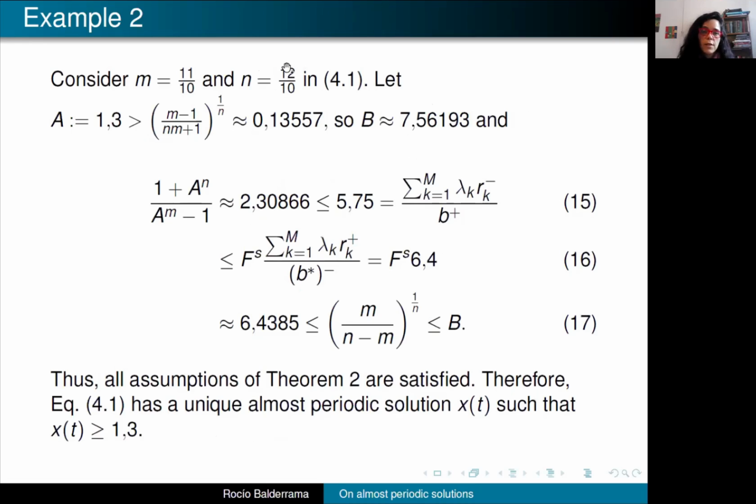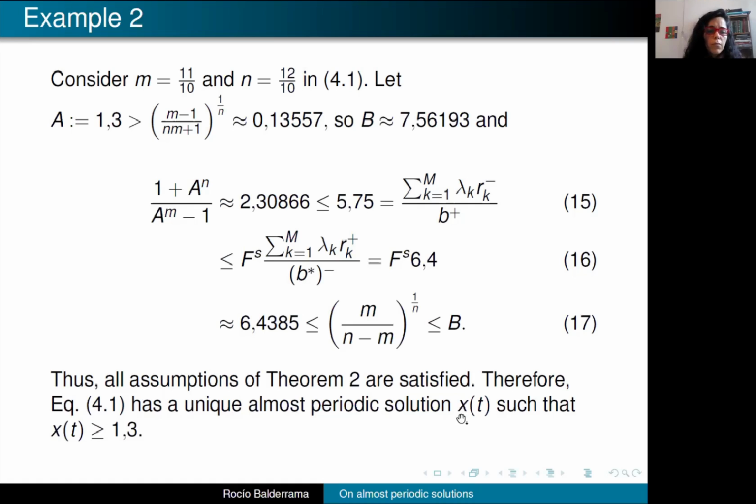Another example, for the second theorem, is if we consider this M and this N greater than M. In the other example it was the other way. Well, the same: I say who is A, so I have defined B, and all the assumptions are satisfied, and so by theorem 2, there exists a unique almost periodic solution greater than 1.3.